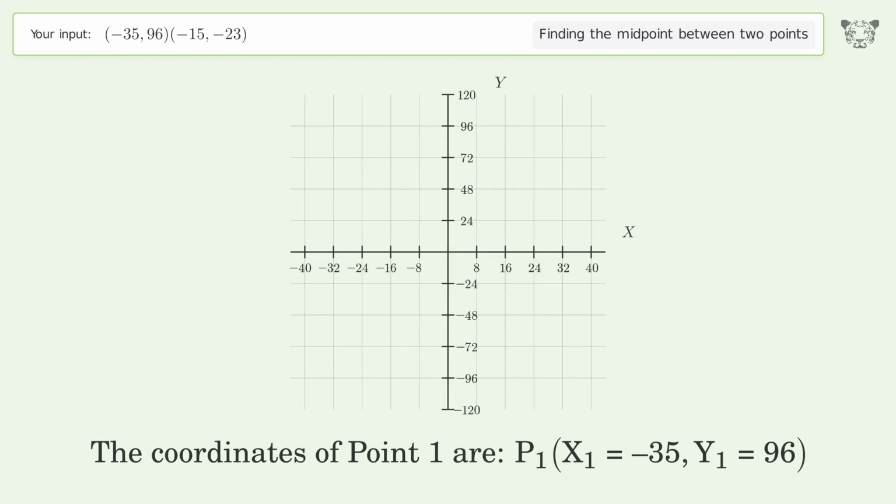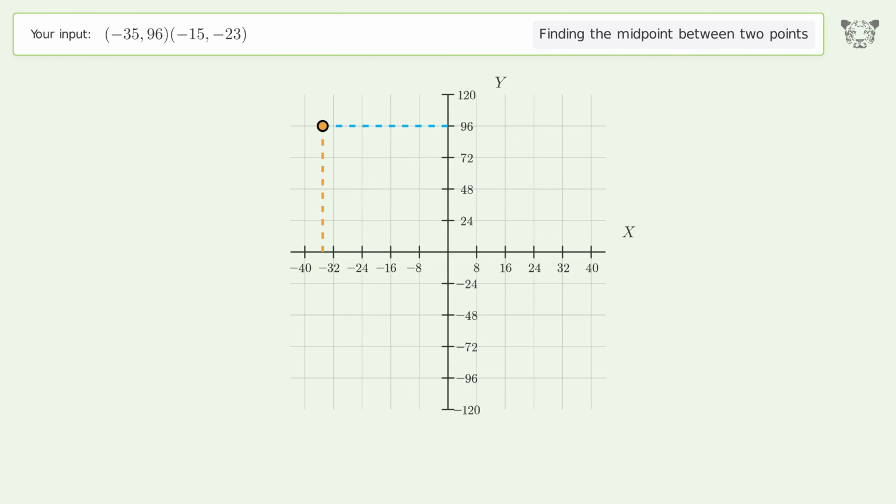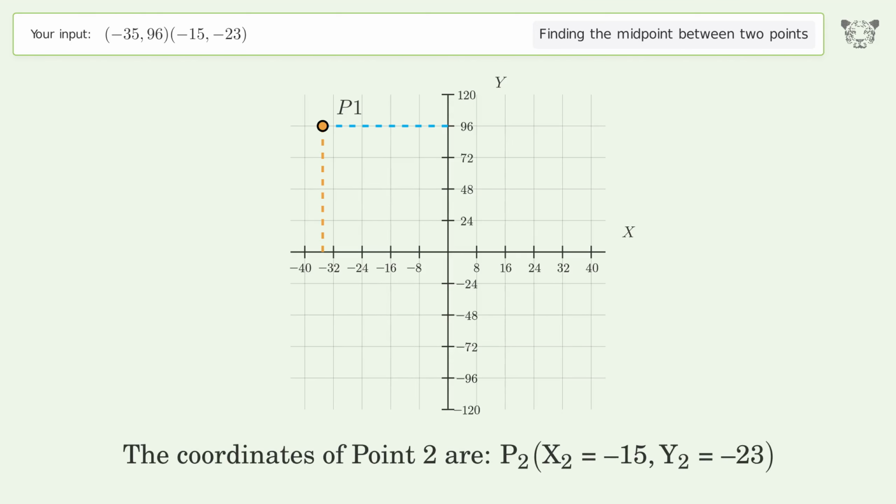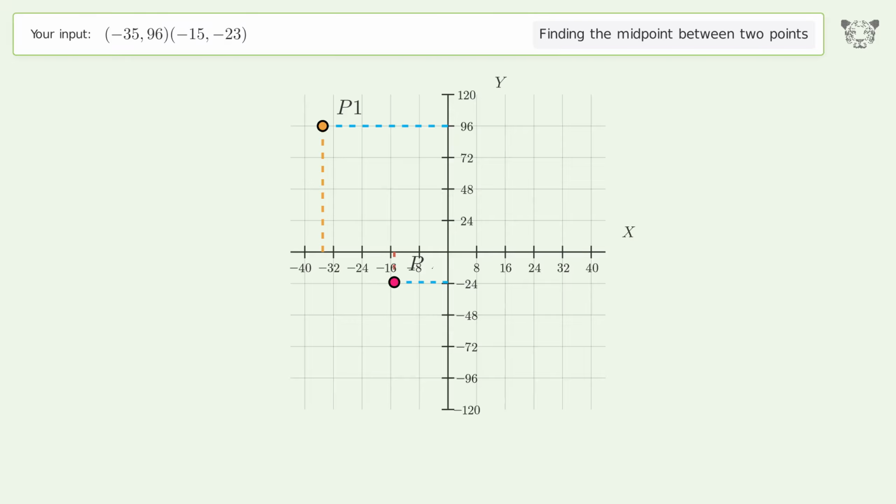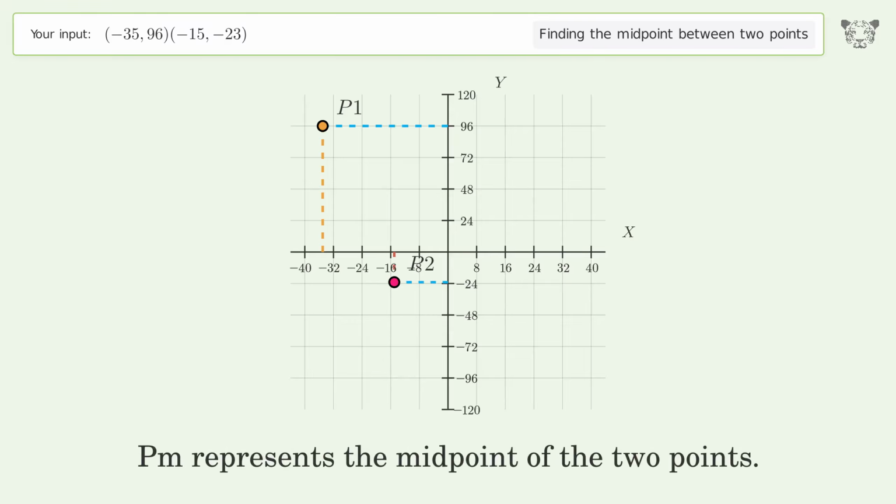The coordinates of point 1 are, x1 equals negative 35, y1 equals 96. The coordinates of point 2 are, x2 equals negative 15, y2 equals negative 23. PM represents the midpoint of the 2 points.